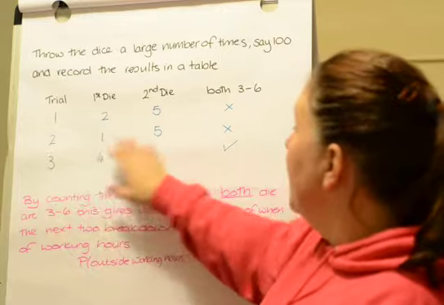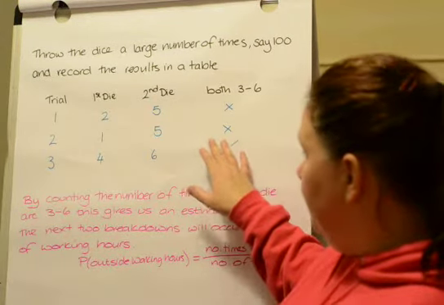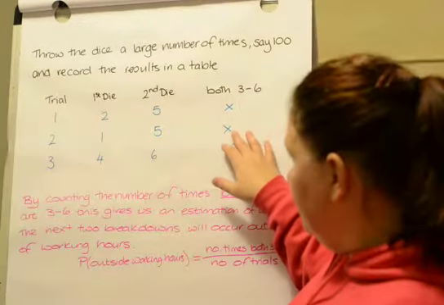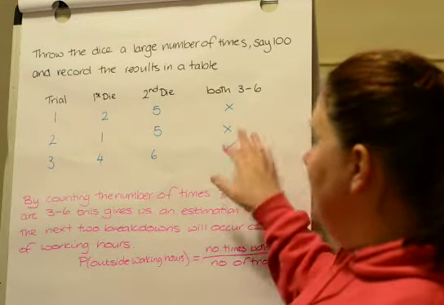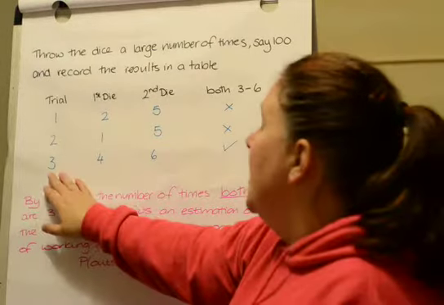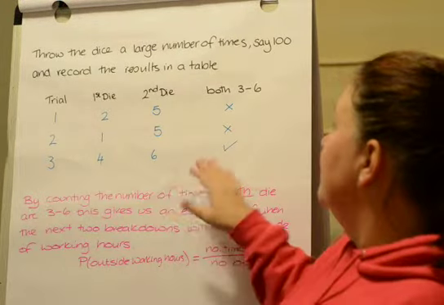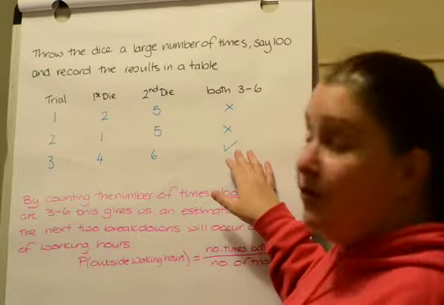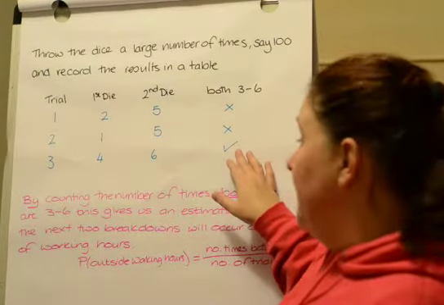I did trial 2 and I got a 1 and a 5. Again, not all of them are between 3 and 6, so again it doesn't count. And I looked at number 3 and I got a 4 and a 6. Well, they are both between 3 and 6, so that counts as both computers broke down outside of working hours.